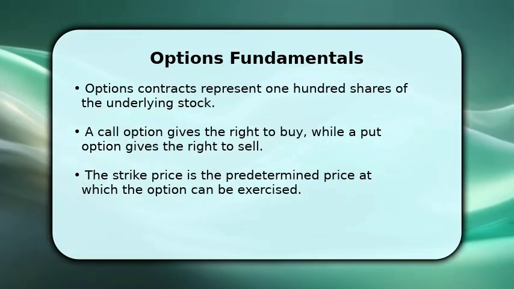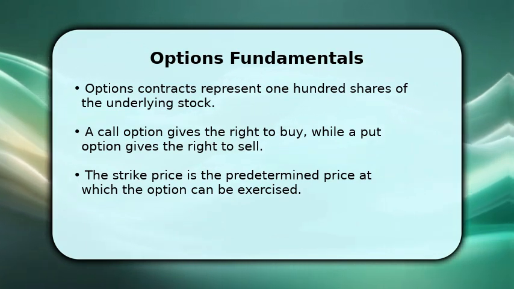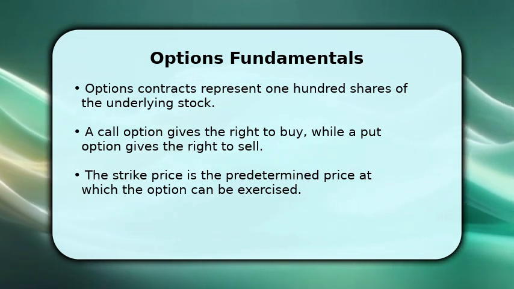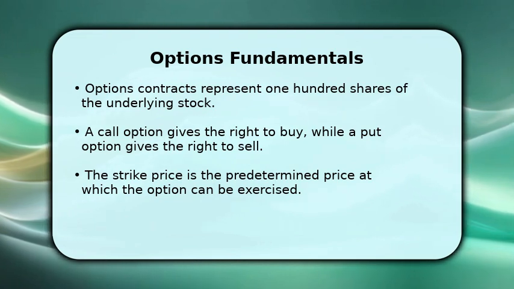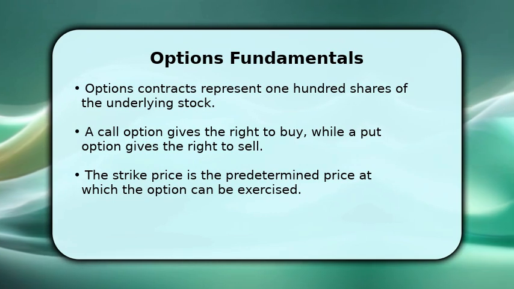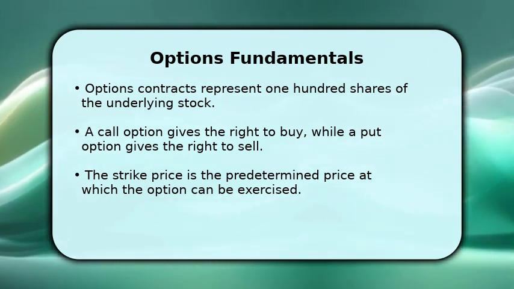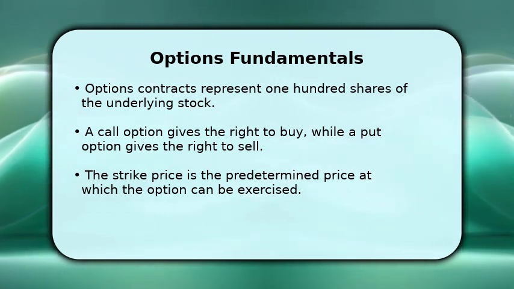Understanding the basics is key before you dive in. Each options contract typically represents 100 shares of the underlying stock. A call option gives the holder the right, but not the obligation, to buy the stock at a specific price. Conversely, a put option grants the right to sell. This specific price is known as the strike price, and it's crucial for determining potential profit or loss.